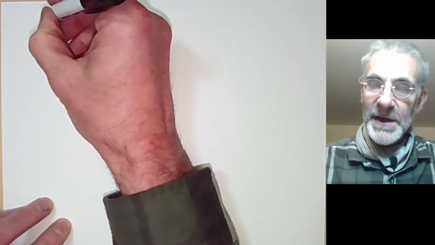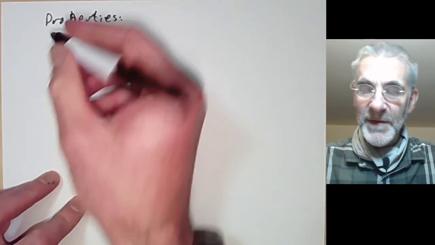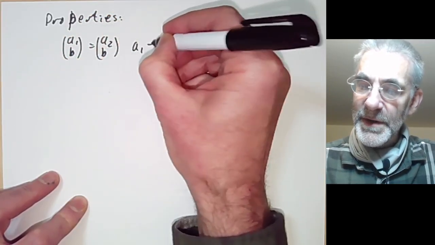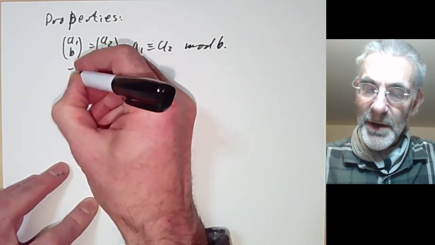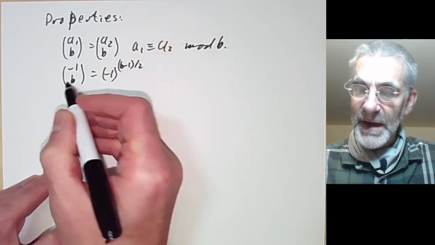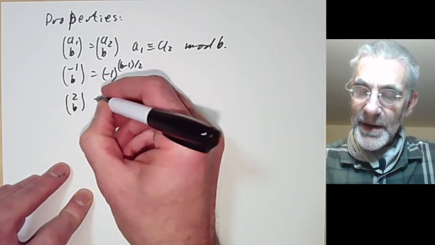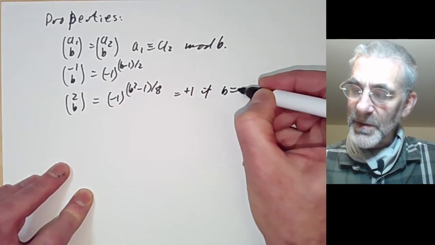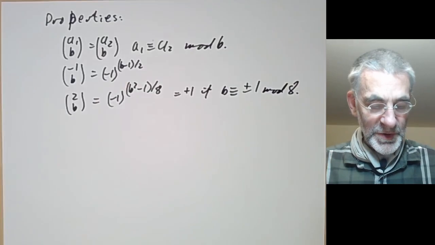So let's write down some properties of the Jacobi symbol. First of all, it has many of the properties of the Legendre symbol. So (a1/b) equals (a2/b) if a1 is congruent to a2 modulo b. That follows almost immediately from the definition. (-1/b) is equal to (-1) to the (b-1)/2. And again, that follows easily from the definition and from the fact this is true when b is a prime. (2/b) is again (-1) to the (b^2-1)/8, which is equal to 1 if b is congruent to plus or minus 1 modulo 8 and minus 1 otherwise. So these rules all go through just as before.